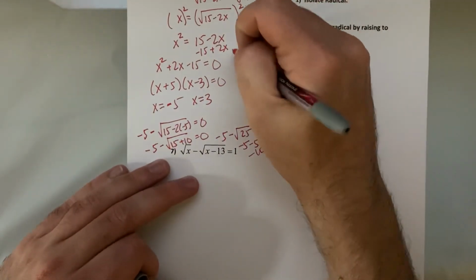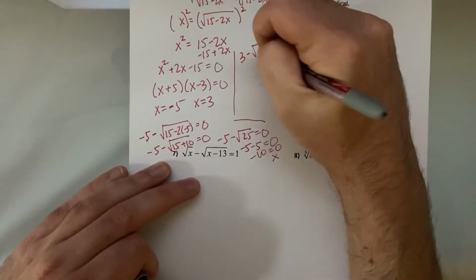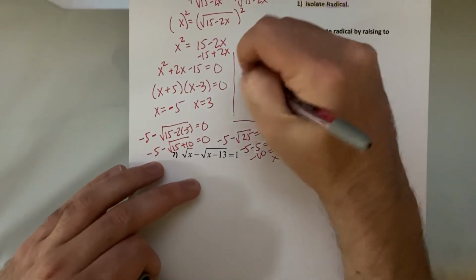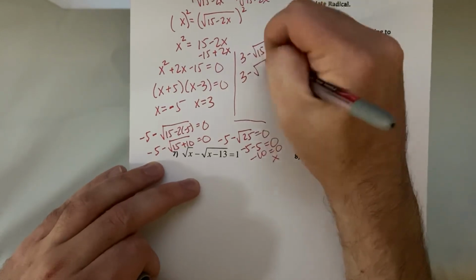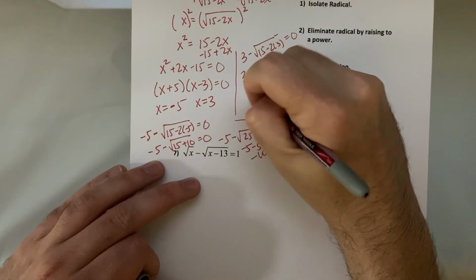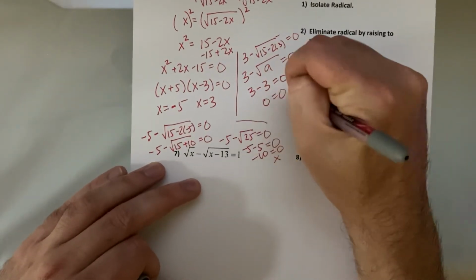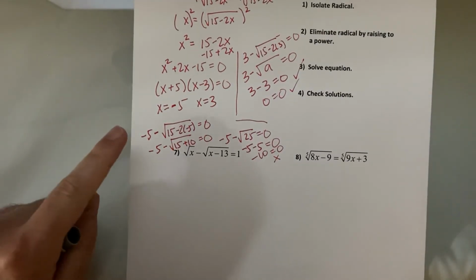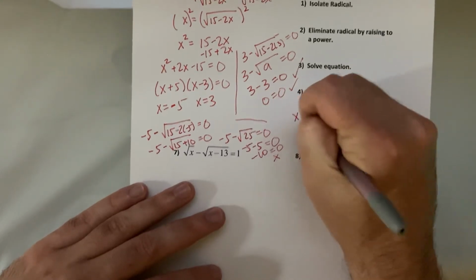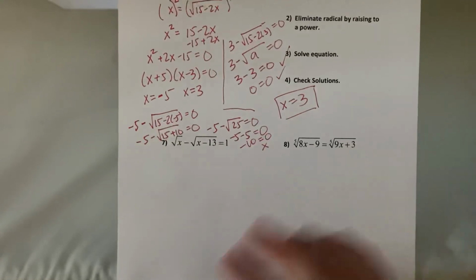Let's check 3. 3 minus the square root of 15 minus 2 times 3 is supposed to equal 0. 2 times 3 is 6. 15 minus 6 is 9. So it's 3 minus the square root of 9 equals 0. The square root of 9 is 3. Is 3 minus 3 equal to 0? Yes. What does that mean? It means x equals negative 5 was a bad solution, but x equals 3 is a good solution. So my only answer is x equals 3, and we will do more in the next video.